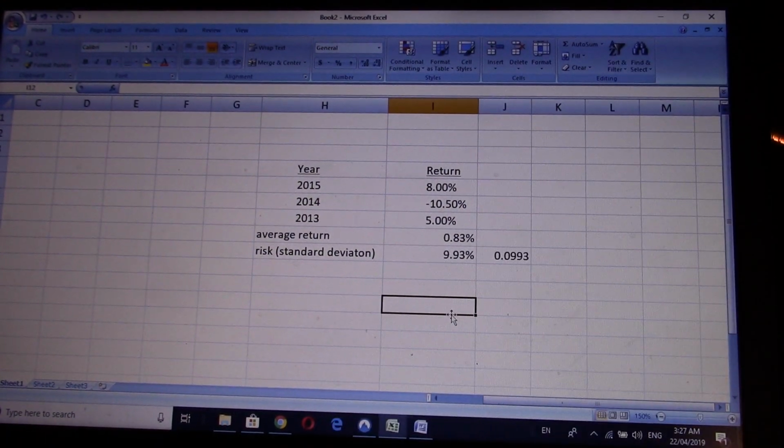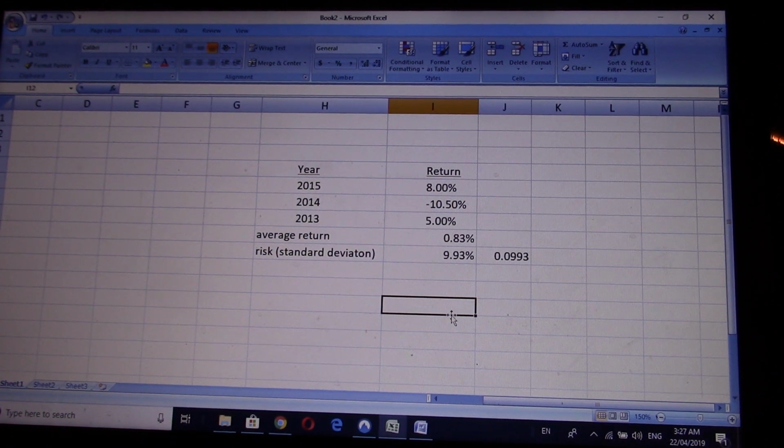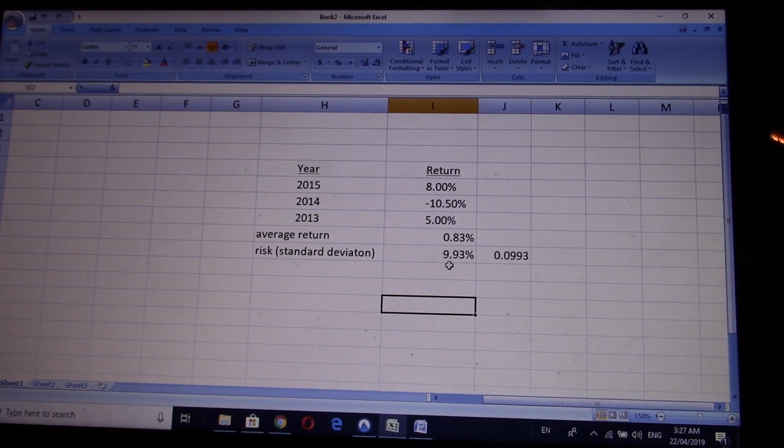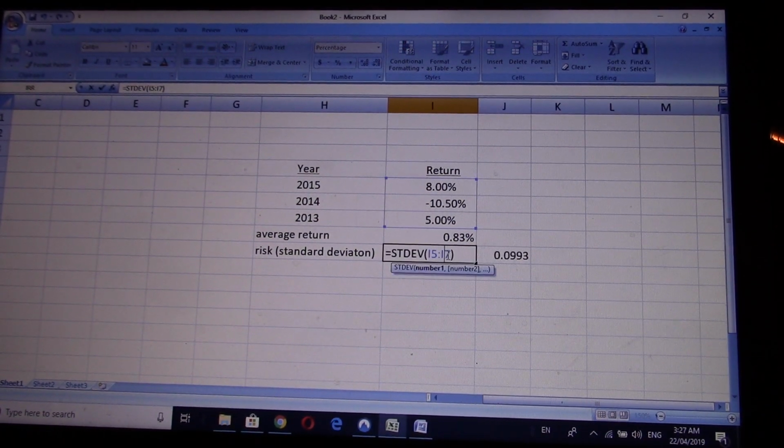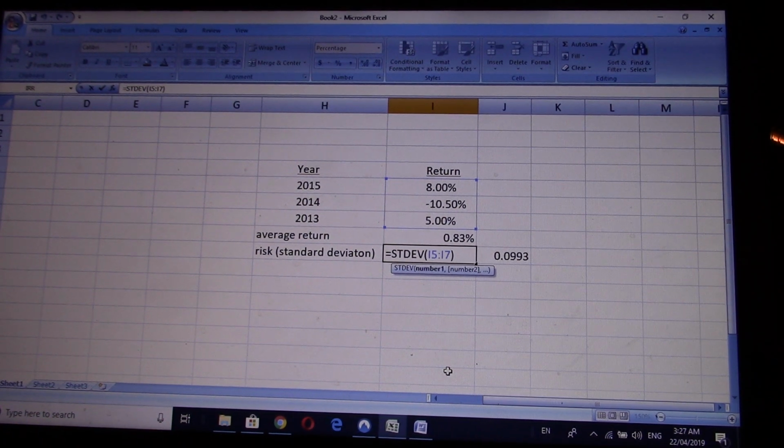The standard deviation's definition is that you get the difference between each year's return and the mean 0.83%, and get the square of this difference, and you add the squares of each year's difference up, and then you divide by the number of years, so you get the same answer. But anyhow, you can easily just use the stdev function in Excel.